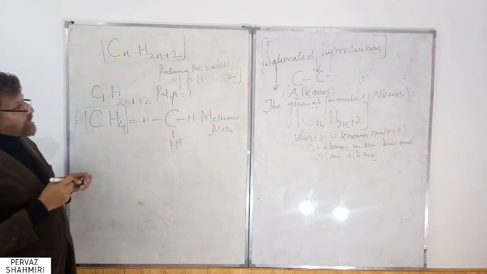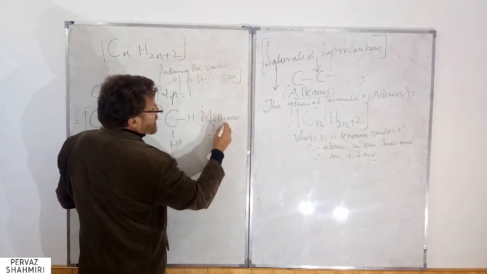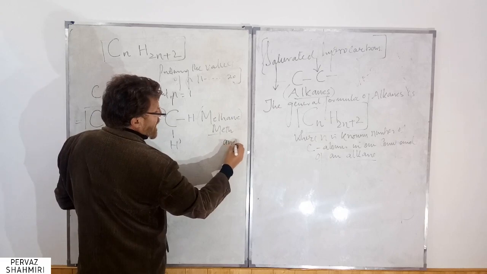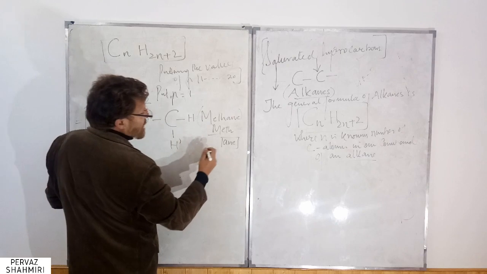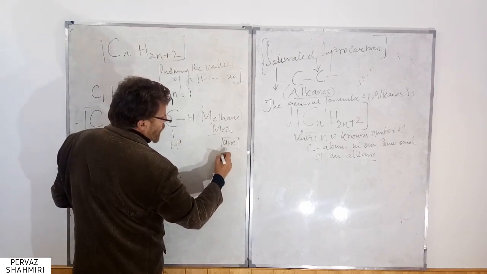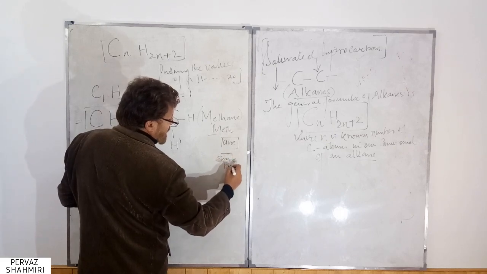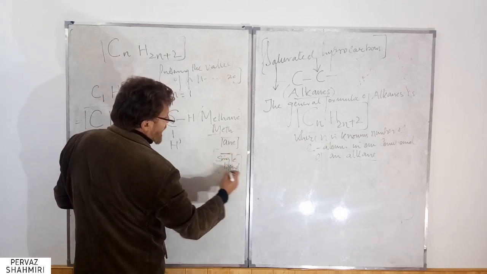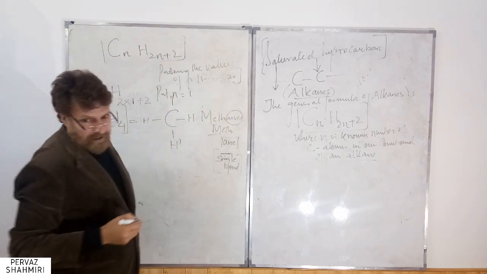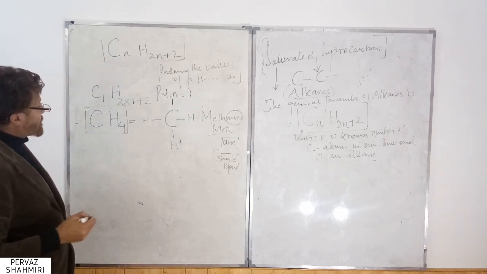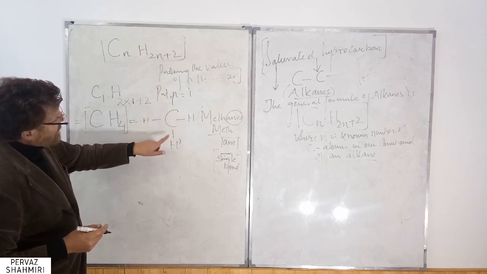Now my dear students, you always have to remember: whenever you see the suffix ane in any alkane, that means it consists of single bonds. How can you remember this? Very simple: whenever you find the suffix ane, it contains single bonds. Here CH4 has four single bonds.